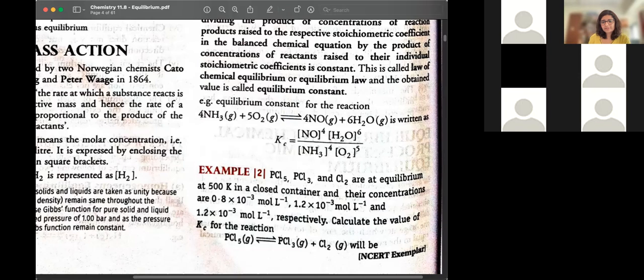So in this particular case, what do we have? KC will be equal to concentration of PCl3, concentration of Cl2, upon concentration of PCl5. So put in the units and see. So this is mole per liter, this will also be mole per liter, and this will be mole per liter. One of these will cancel. So this would be the units.